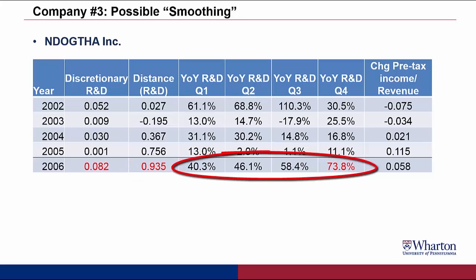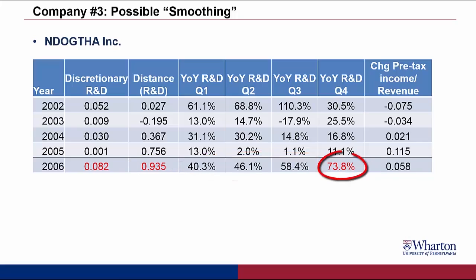When we look at the quarterly pattern, we see a big increase in year-over-year R&D in the fourth quarter. And in the last column, they still did meet their earnings target. They were 5.8% of revenue above last year's pre-tax income. So this is consistent with smoothing, where they made a great year a good year by accelerating some R&D expenses from next year into the fourth quarter of this year to reduce earnings, but then save some expenditures for the future.